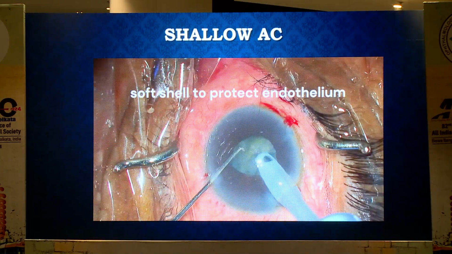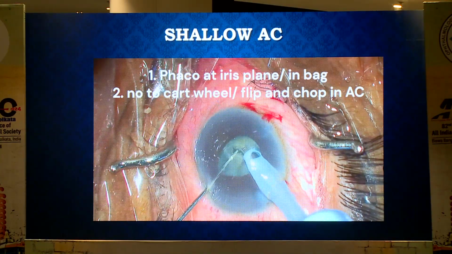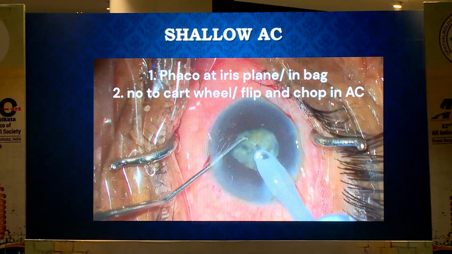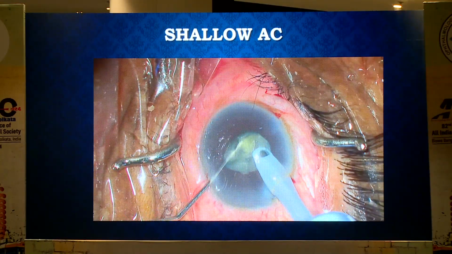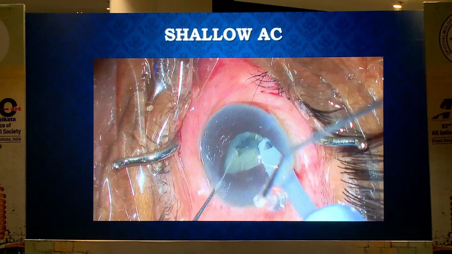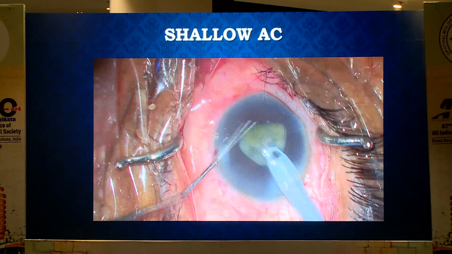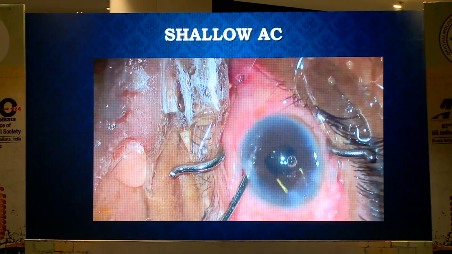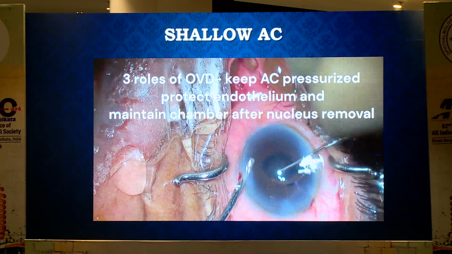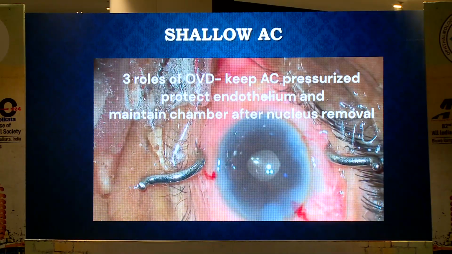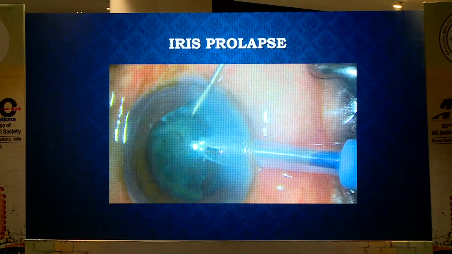Don't hesitate to use Trypan Blue, and do the phacoemulsification in the bag or at the level of the iris plane to avoid endothelial loss, and avoid techniques like flip and chip and cartwheeling in the anterior chamber. Also make sure that we keep the anterior chamber formed before placing the IOL to avoid globe distortion.